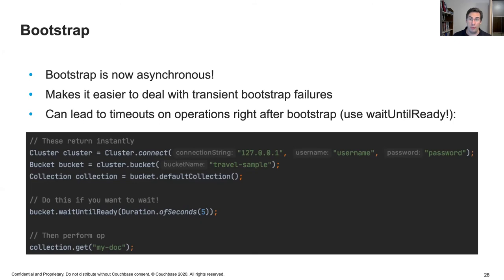So by default, we'll go down the route of saying it's asynchronous. Usually that's what you want. But if you have the use case where you want to make operations immediately afterwards, and maybe you have slower networks or use very tight timeouts, usually you want to add waitUntilReady to make sure everything is bootstrapped and fine so that the operation goes through immediately.